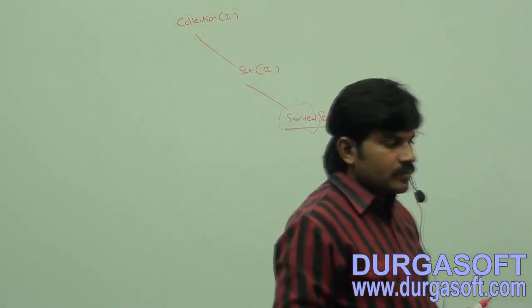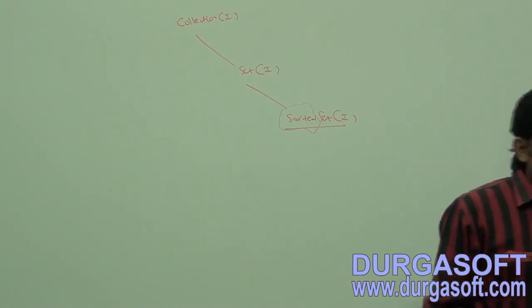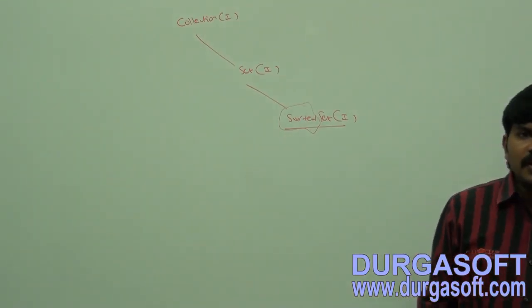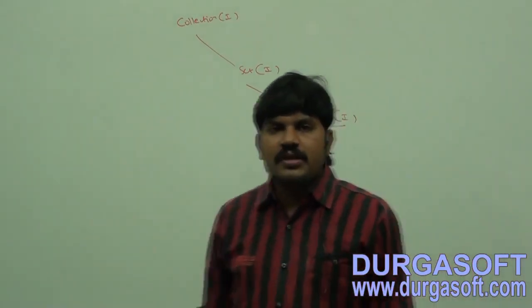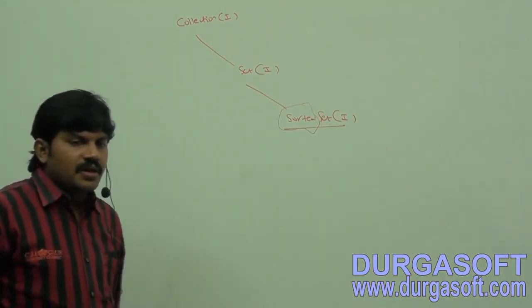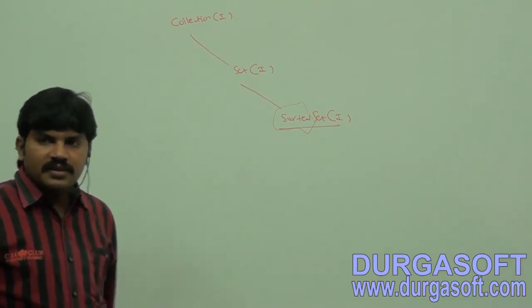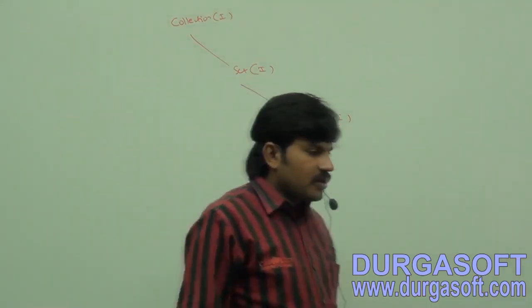Add this: sorted set is the child interface of set.